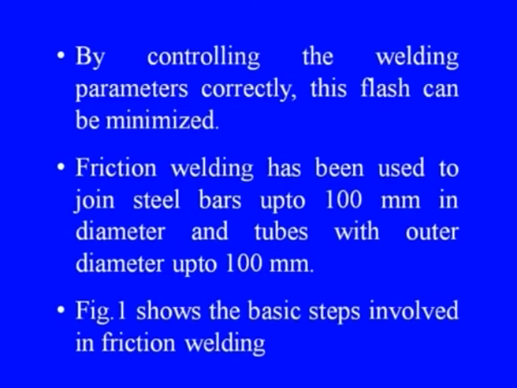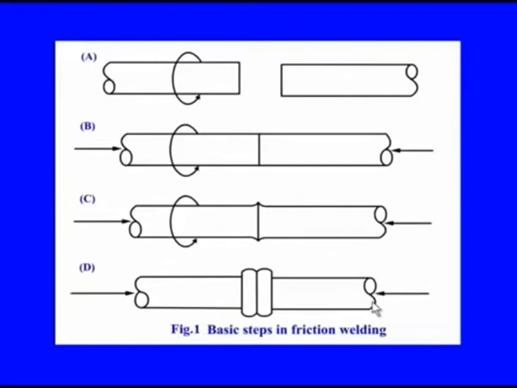Friction welding has been used to join steel bars up to 100 millimeter in diameter and tubes with outer diameter up to 100 millimeter. This can be seen in this figure depicted on the screen. So, these are the two objects to be joined and these are the two faying surfaces. These surfaces need to be joined and here, as can be seen, one is kept stationary, the other is being given rotary motion with respect to its axis.